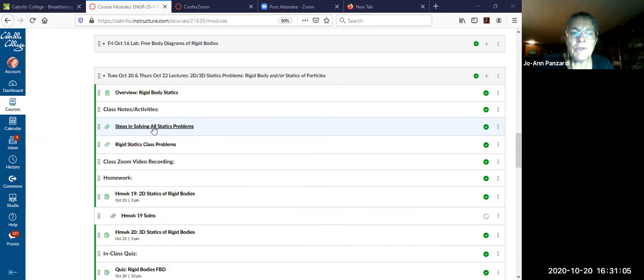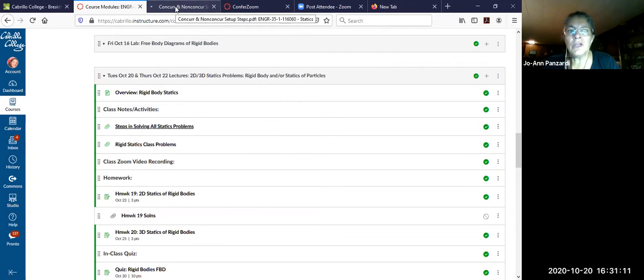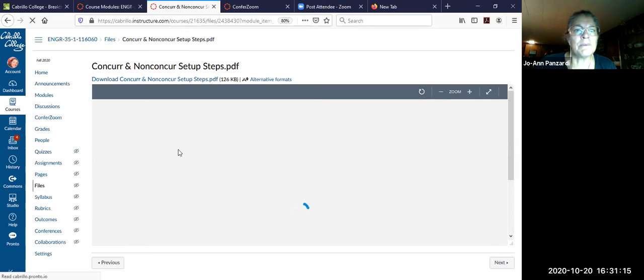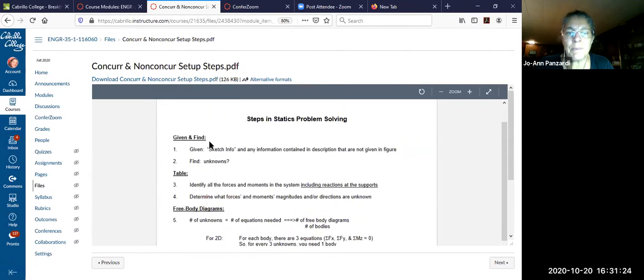So just as we did in the past, we had a setup. Here are all the steps in solving these problems. Let's take a look at what the steps are. You're very familiar with them. And then we're going to go through 2 problems. Whether we're working with concurrent forces or non-concurrent forces, we're looking at the same steps.